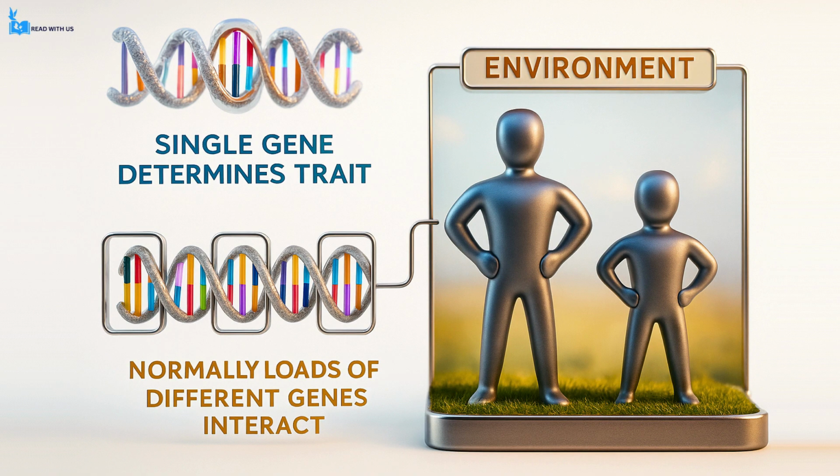It is worth remembering that while in this example we focused on a single gene, determining a single trait, real life is usually far more complex. Many traits are influenced by multiple genes and also significantly shaped by environmental conditions. For instance, you might inherit genes that make you tall, but if during your childhood you did not get proper nutrition or enough rest, you might still end up shorter than your genetic potential. Therefore, traits are often the result of both genetic interactions and environmental influences acting together.